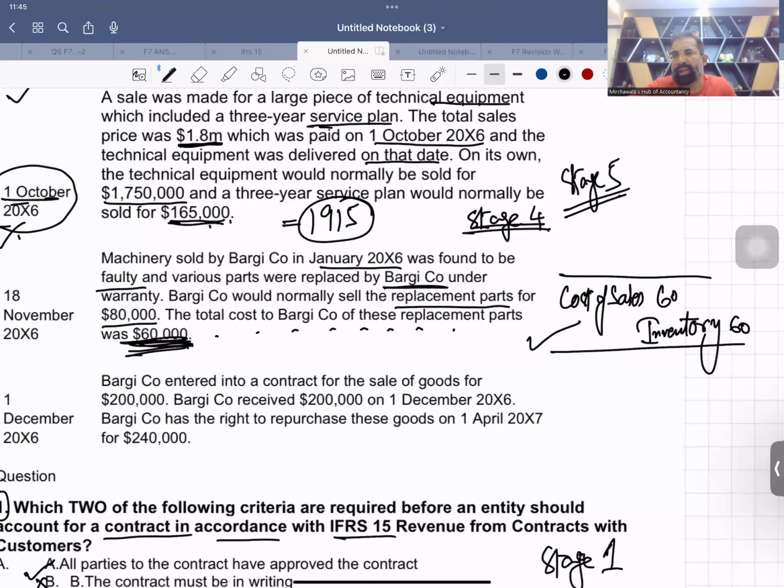Just think, we are giving away our inventory for replacement purposes free of cost. So inventory is your asset, it will be credited. And in return, it's your expense or cost of sales. So cost of sales debit and inventory credit. You need to book the cost.